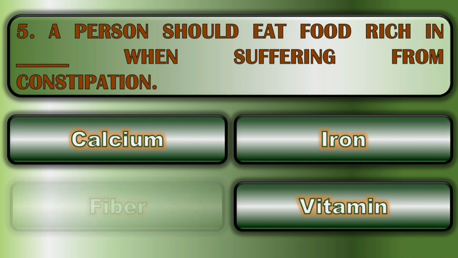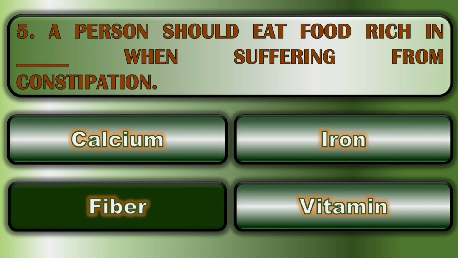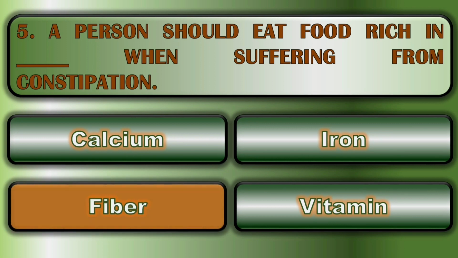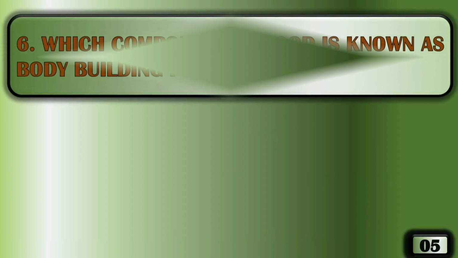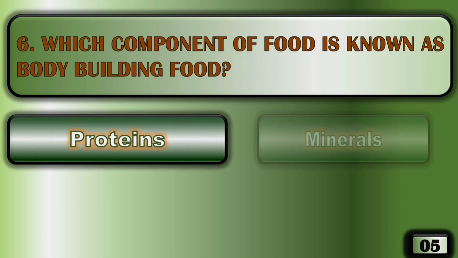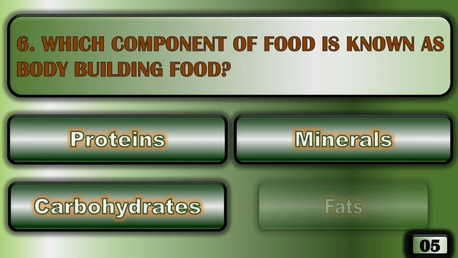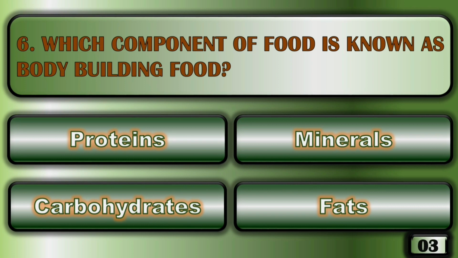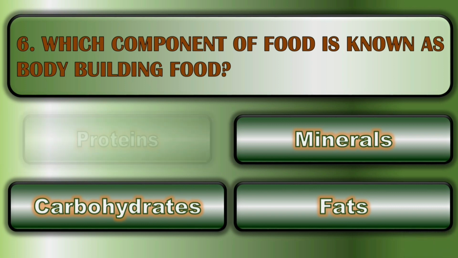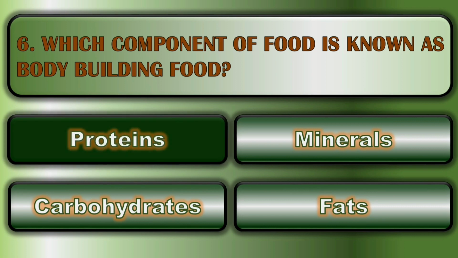A person should eat food rich in fiber when suffering from constipation. Which component of food is known as bodybuilding food? Proteins.